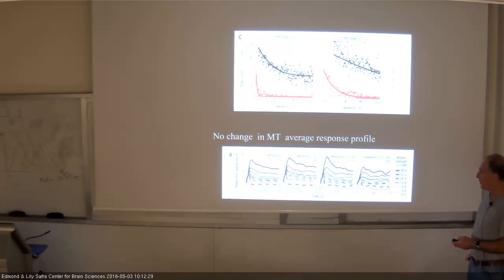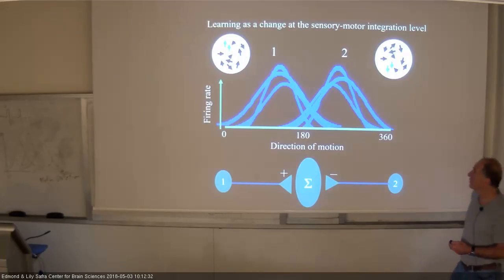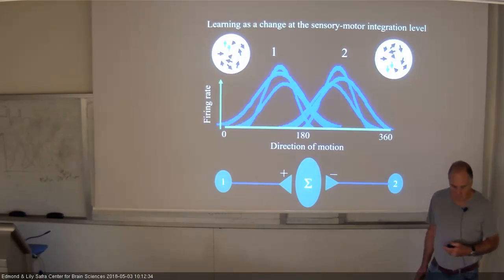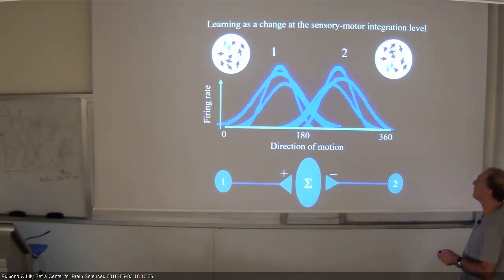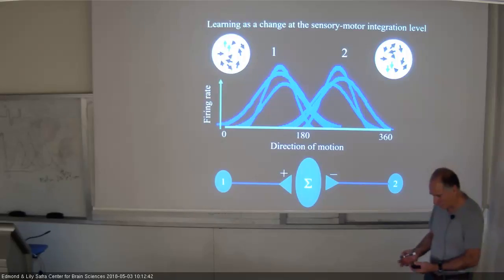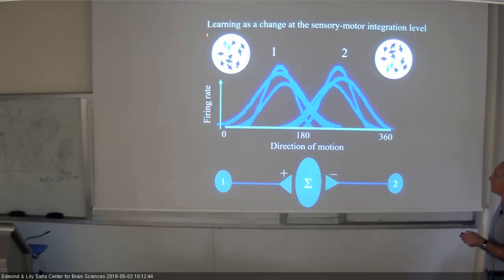Okay. So how can you start to understand this? Well, we can think about how learning is being performed at the level of the neurons. We can think about this in terms of the decision that I was talking about.